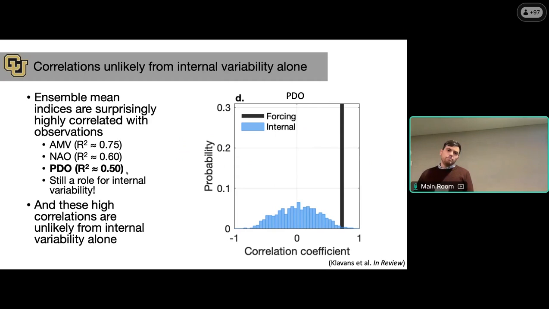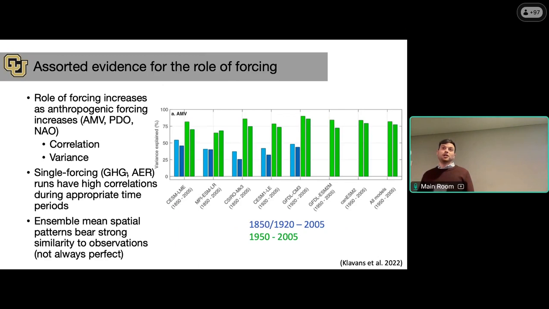If there's a forced signal in the PDO, NAO, AMV, and any of these decadal modes, we should see some other evidence for forcing. In the interest of time, I'll just run through it like a laundry list. I'm happy to talk more about it later. But one thing I've always appreciated is that if forcing is involved here, we should expect that as forcing grows, forcing should play a bigger role in these decadal modes.